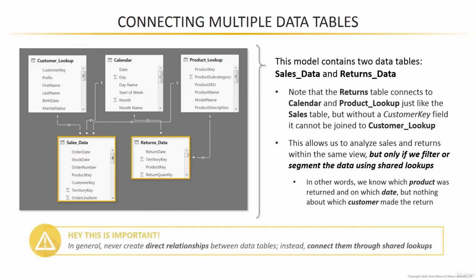So that's a very, very important point. Generally speaking, you will never create direct relationships between data tables. Instead, you connect them indirectly through shared lookup tables. So what we're going to do now is jump back into Power BI. We actually have that returns CSV file that we're going to load up, and then we're going to wire it into our model, creating relationships just like the ones you see here.